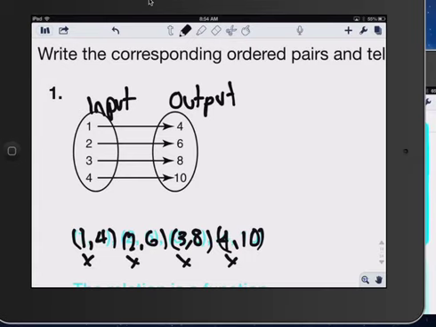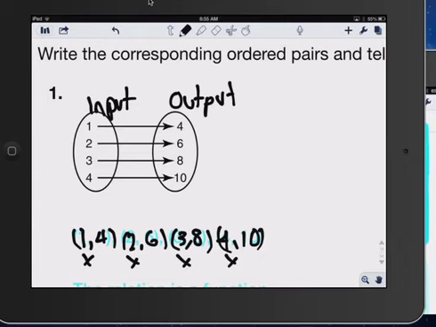I want you to tell each other what variable is the input. X. Okay? Boys, what variable is the input? Okay? No talk, no playing around.